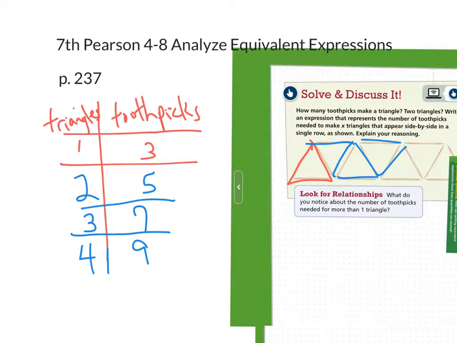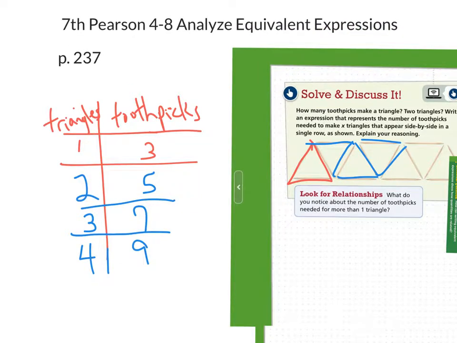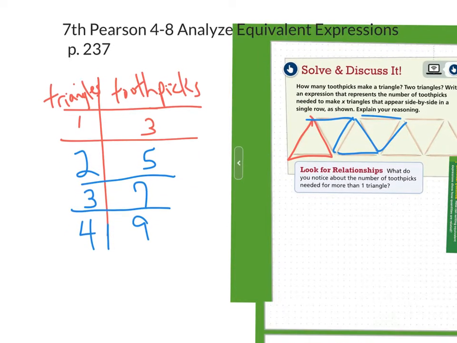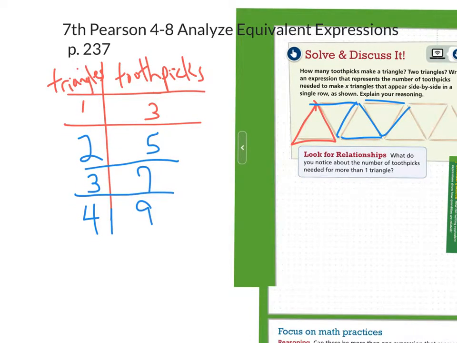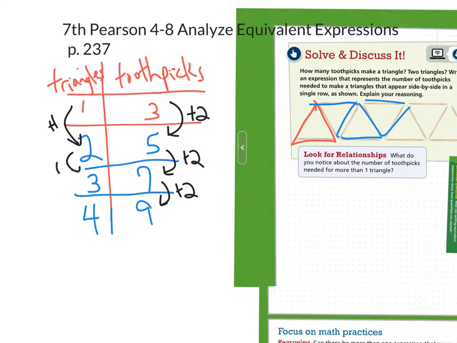Okay? So looking at this, you might detect a pattern going on, which is helpful. So the observation here would be that the number of toothpicks is increasing by 2 each time, for every increase of 1. This is kind of dealing with rate of change or slope that we've talked about before. So toothpicks goes up 2 for every 1 triangle. It's kind of like our rate of change is 2 toothpicks per triangle.